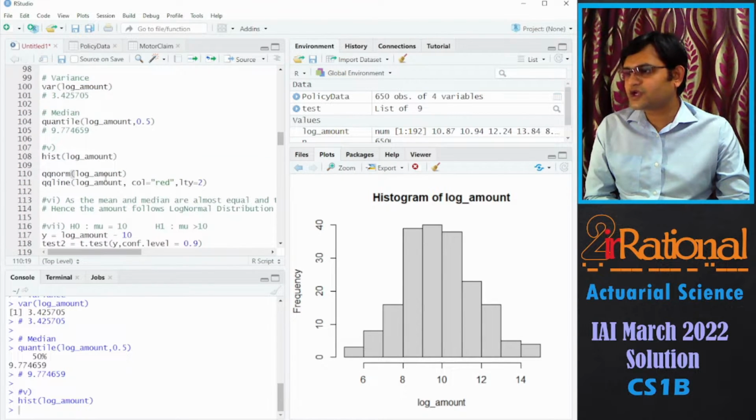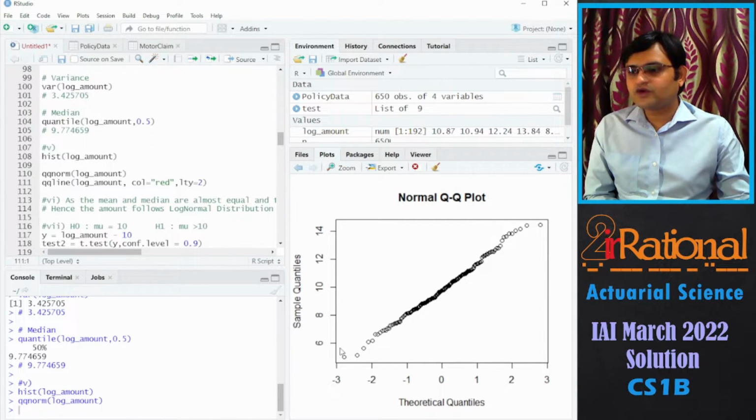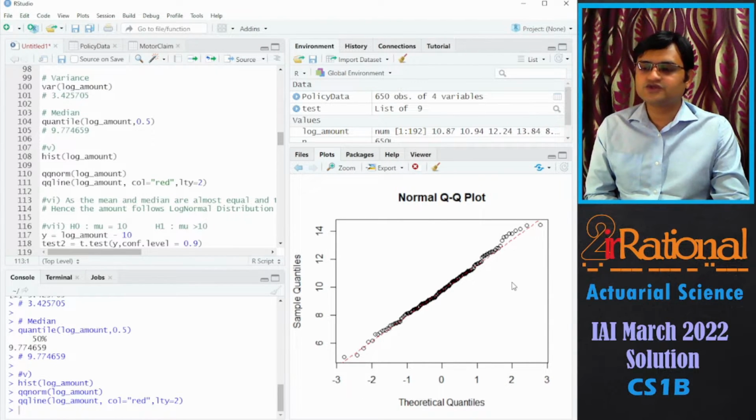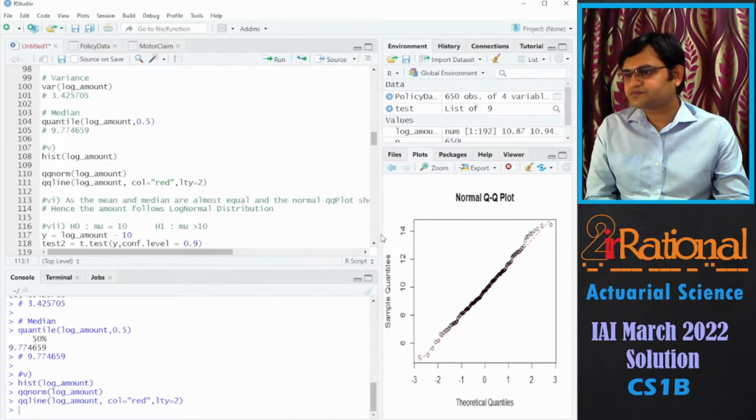Let's check it using QQ norm. Here we have our QQ norm plot. Seems very straightforward. We need to make a line, so we'll use QQ line. I have used color red. You can use any other color than black. Just make sure you use some color. I have taken line type as 2. So here we have our dotted line. You can see almost all of the values are nearly the same as this line. So we might say that it is a very good normal distribution.